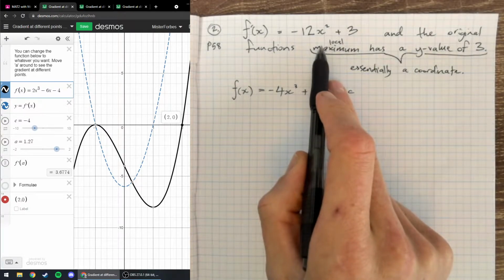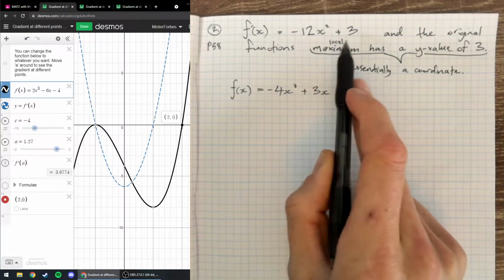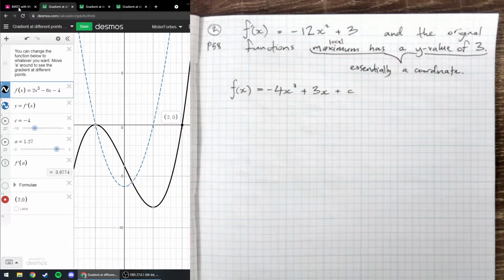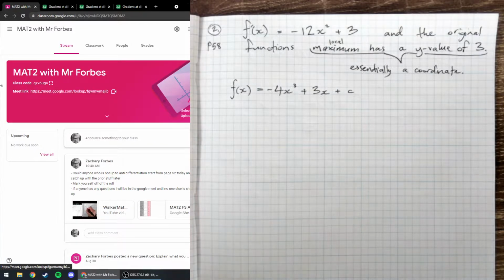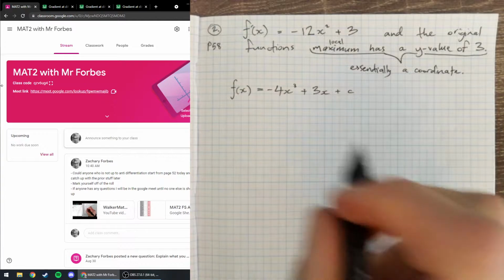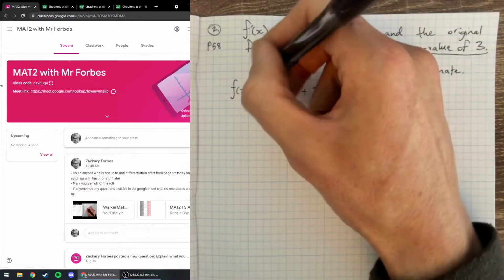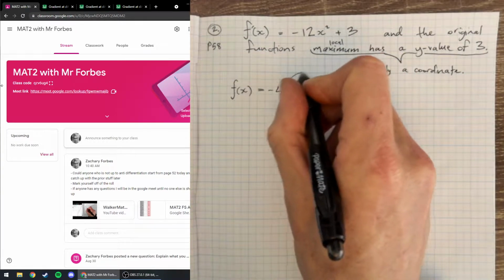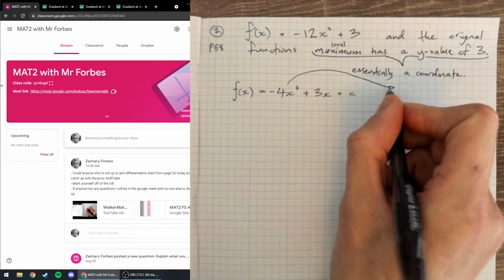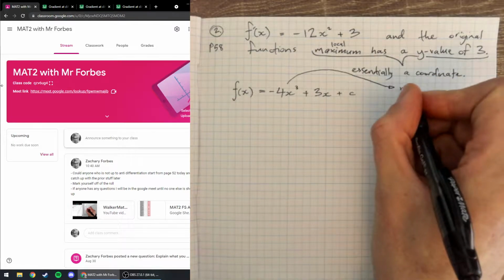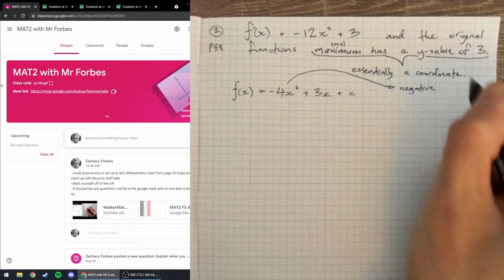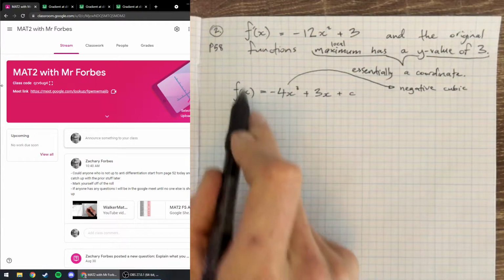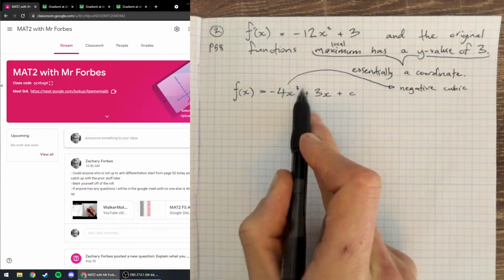Now, what we know is that the original function's local maximum has a y value of 3. I'm just going to hide this away for a second, because I don't want to confuse you guys. Now, let's do a little bit of thinking. What is the original function? Let's have a look. We can see that it is a negative cubic. The original function we found is a negative cubic.